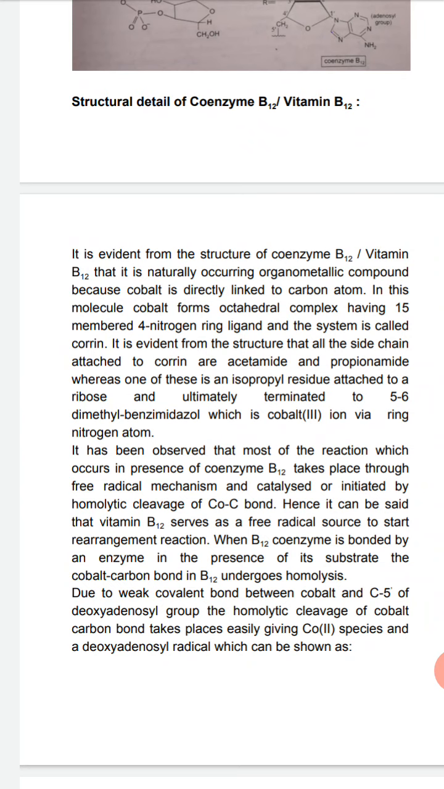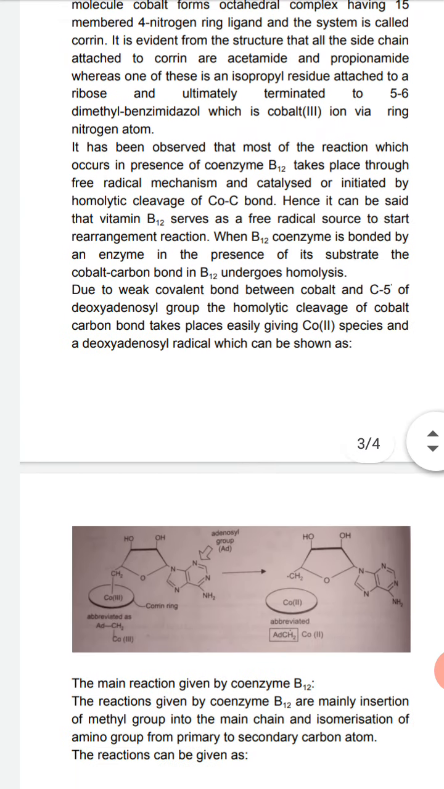The cobalt carbon bond in vitamin B12 undergoes homolysis because it gives a free radical mechanism, due to the weak covalent bond between cobalt and carbon at the 5' of the deoxyadenosyl group. The homolytic cleavage of the cobalt carbon bond takes place easily, giving a cobalt 2 species and a deoxyadenosine radical, which can be shown as follows.